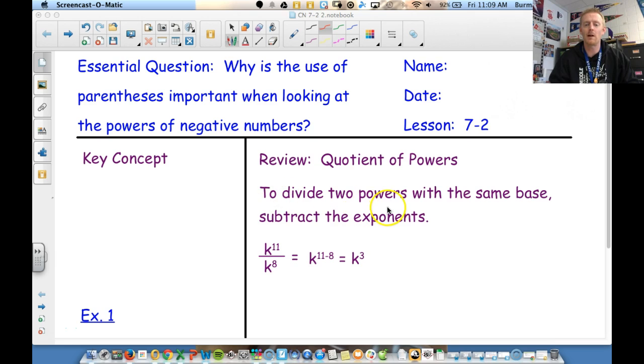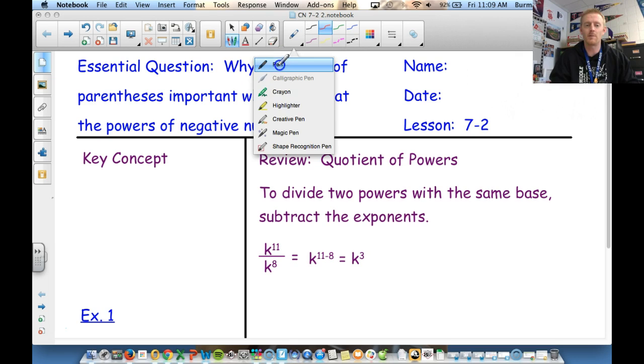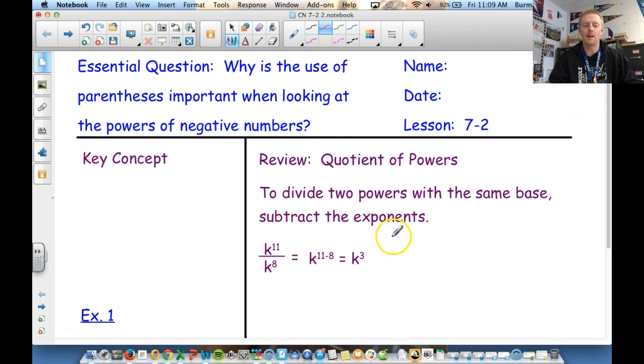To divide two powers with the same base, again, the same base is important, we will then subtract the exponents. So k to the 11th power over k to the 8th just means k to the 11 minus 8, which is k to the 3rd.